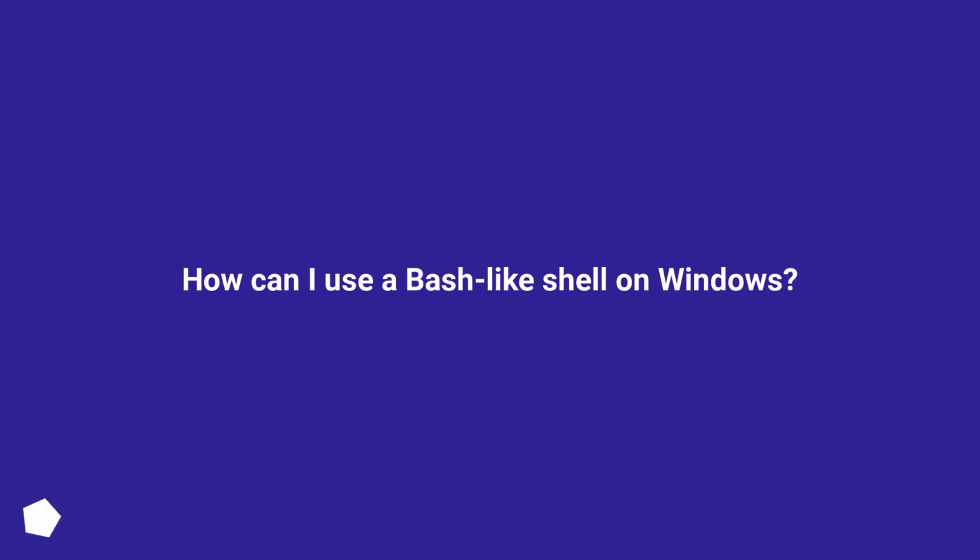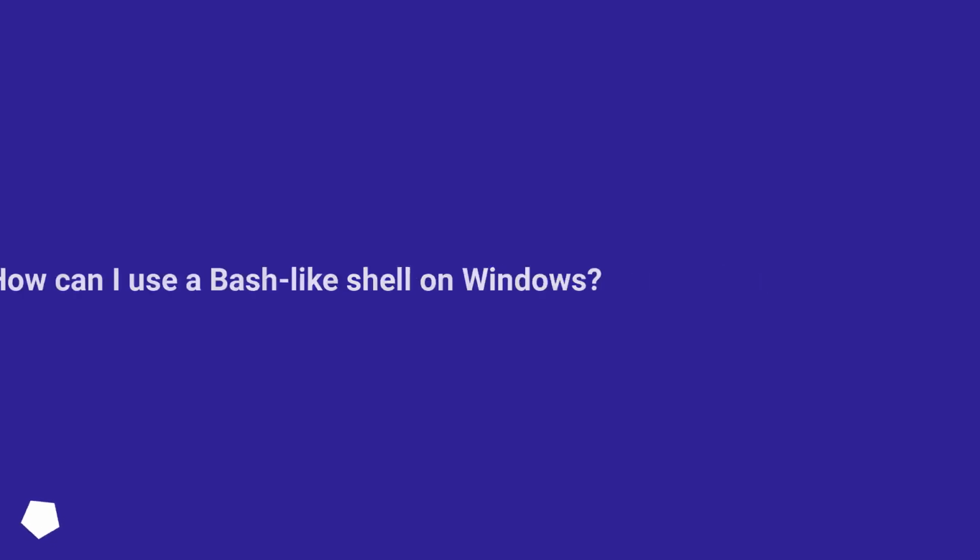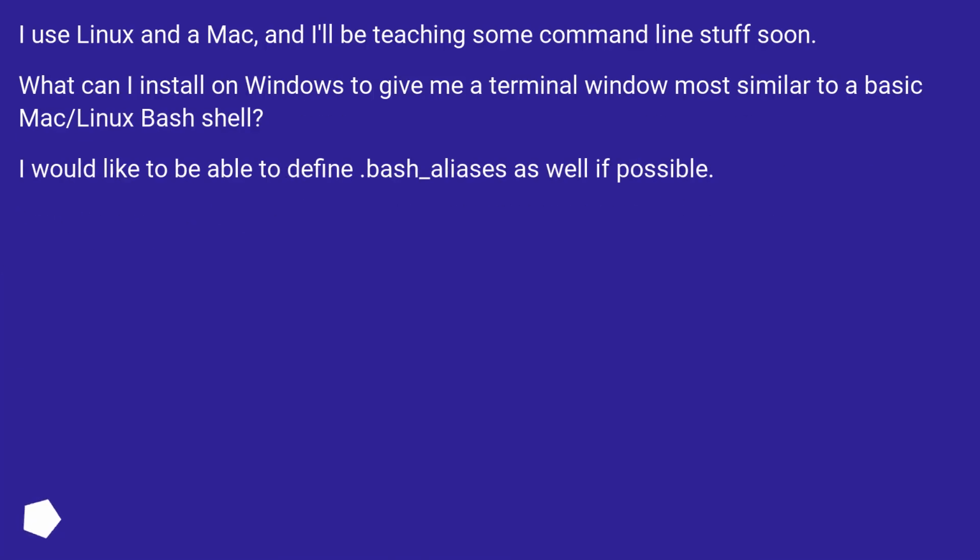How can I use a bash-like shell on Windows? I use Linux and a Mac, and I'll be teaching some command line stuff soon. What can I install on Windows to give me a terminal window most similar to a basic Mac/Linux bash shell? I would like to be able to define .bash_aliases as well if possible.